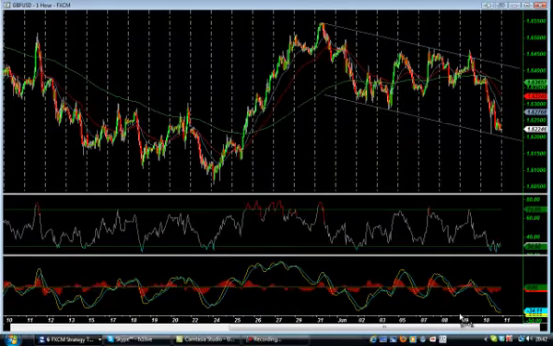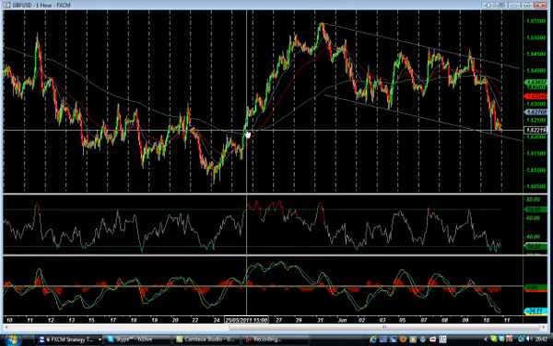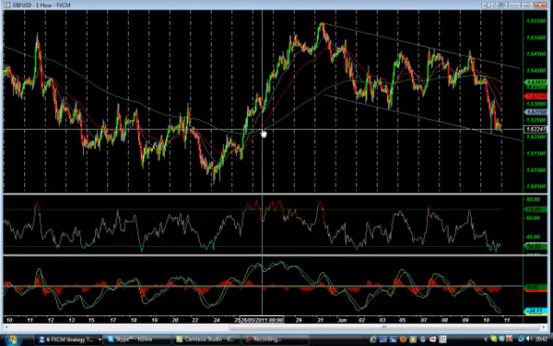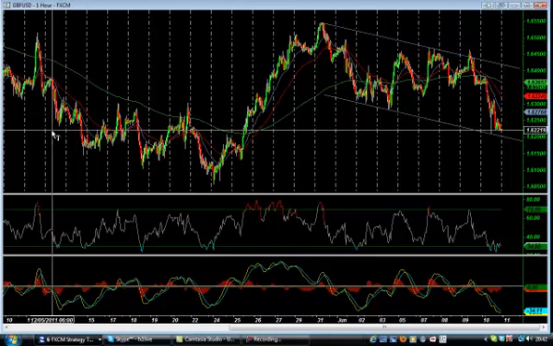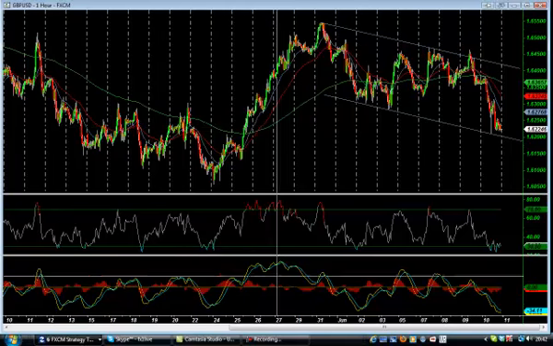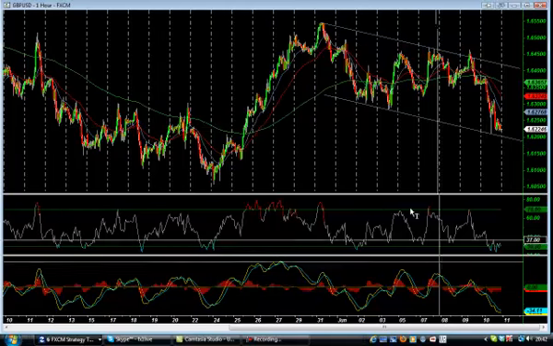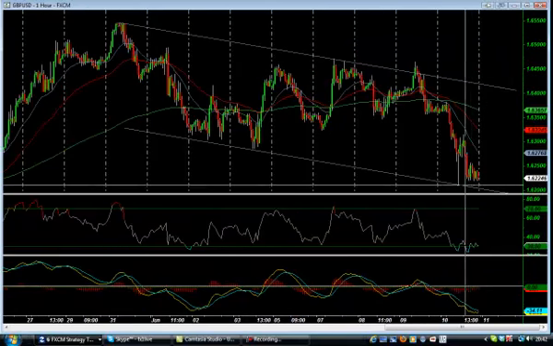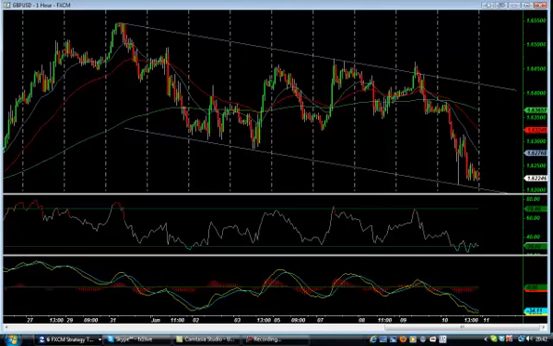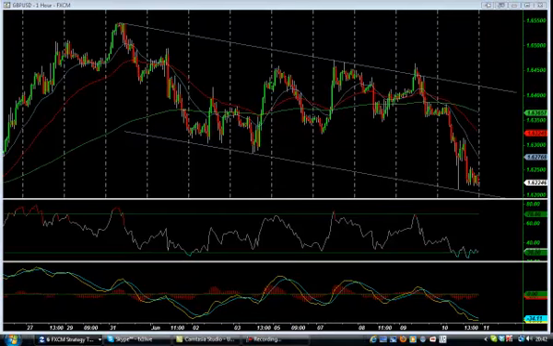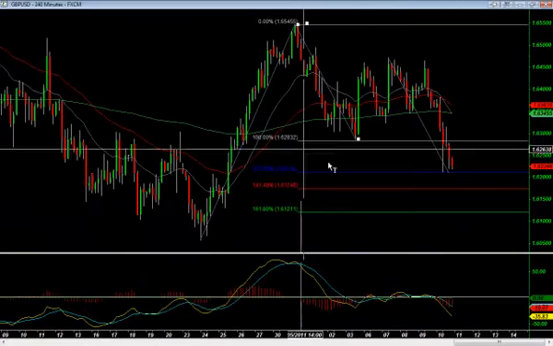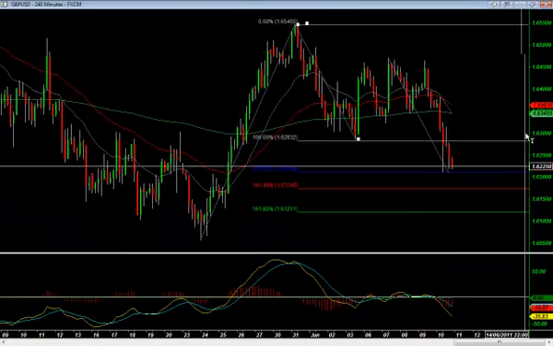Scroll back. Not a huge amount of support actually, maybe a little bit across here, but nothing of any great significance. However, because we have this 127 extension with an ABCD pattern and the channel, this is telling you there is a very high probability trade here for a good reversal point.